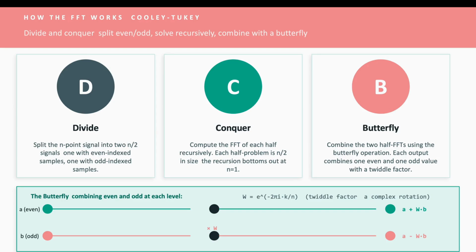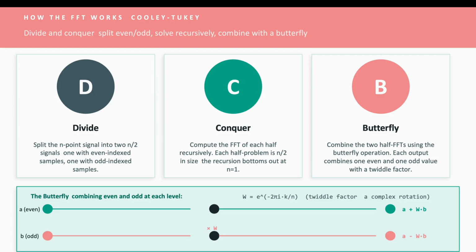Three concepts: divide, conquer, butterfly. Divide: take your N-point signal and split it into two halves. Even-indexed samples go into one array, x0, x of 0, 2, 4, and so on. Odd-indexed samples go into another, x1, x of 1, 3, 5, and so on. Two arrays of N over 2 points each.